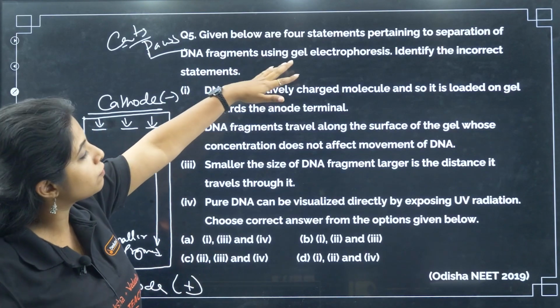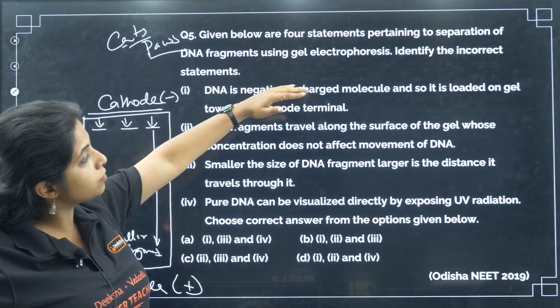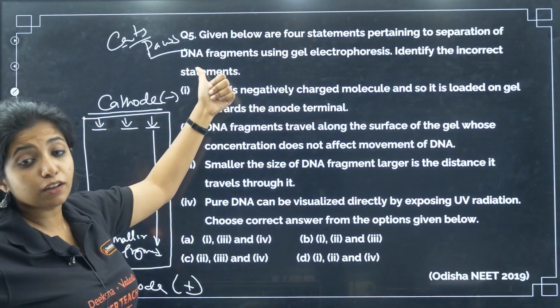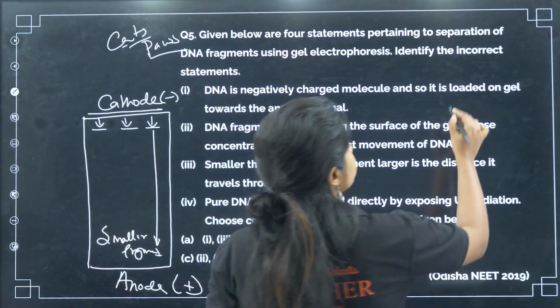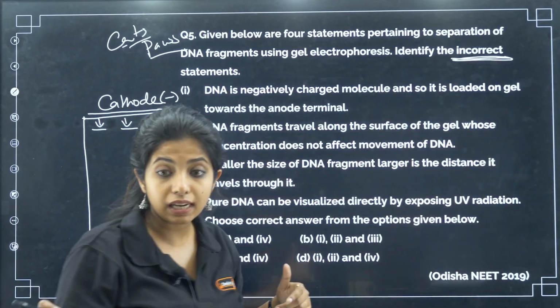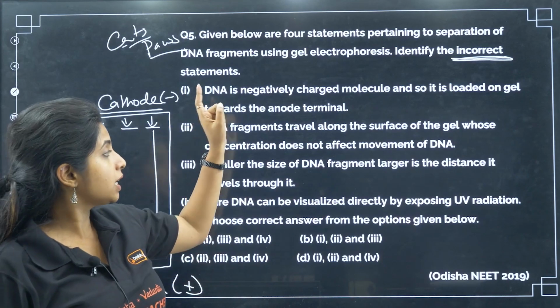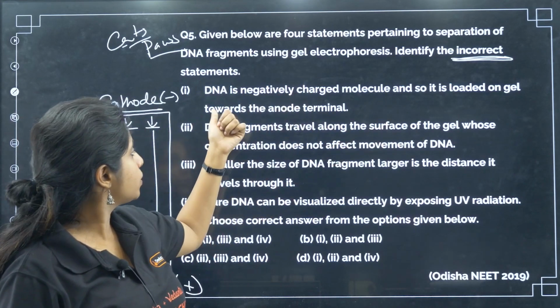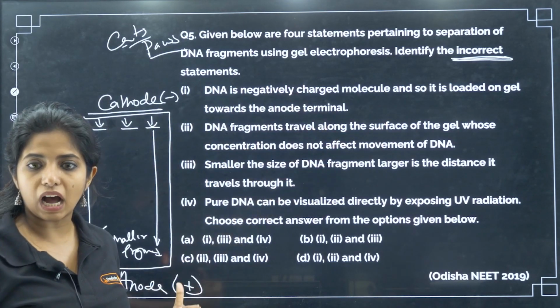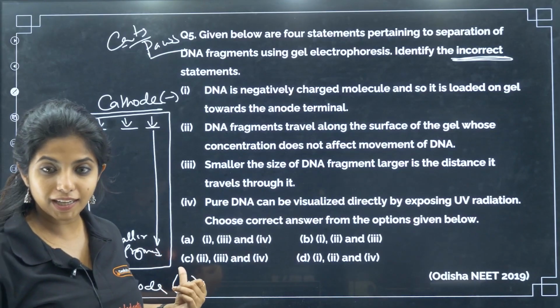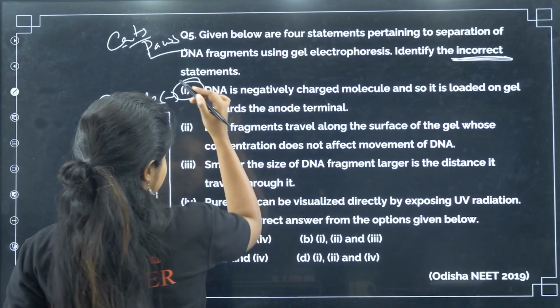Given below are 4 statements pertaining to separation of DNA fragments using gel electrophoresis, identify the incorrect or correct one? First of all, underline this. You have to find the incorrect one. DNA is negatively charged, agreed, and so it is loaded on the gel towards the anode terminal. Do you think it is put on the anode terminal? Wrong. First statement itself is incorrect.